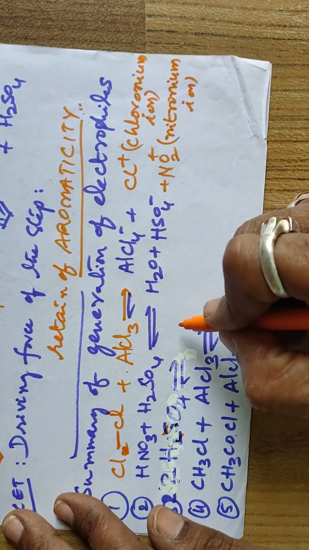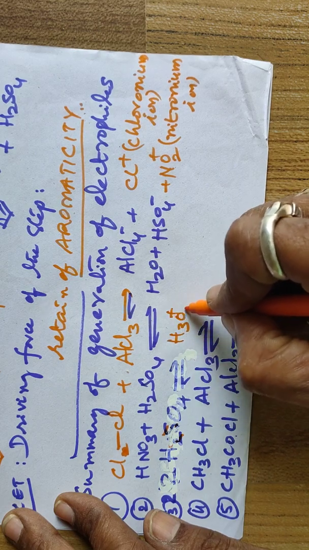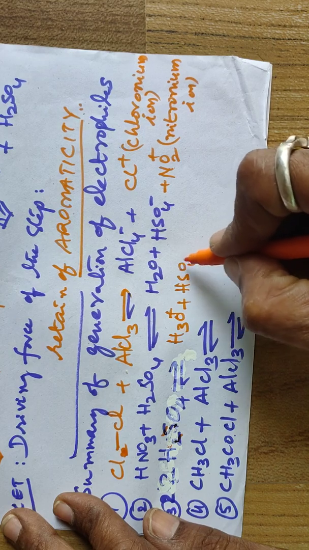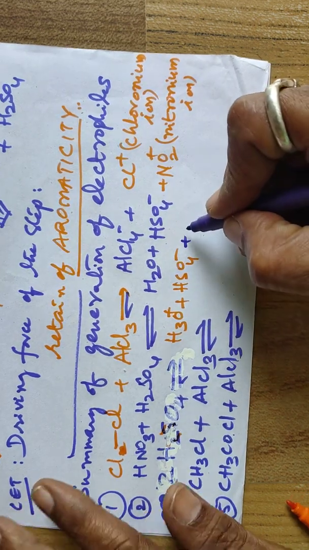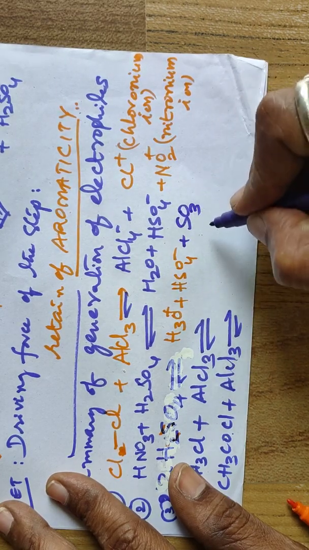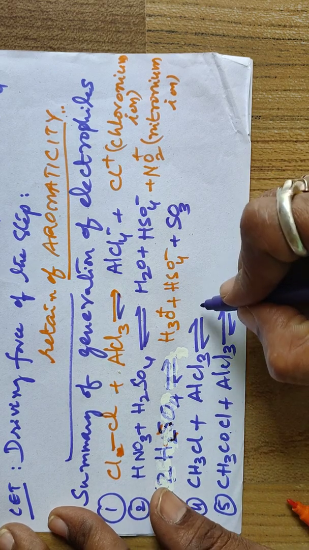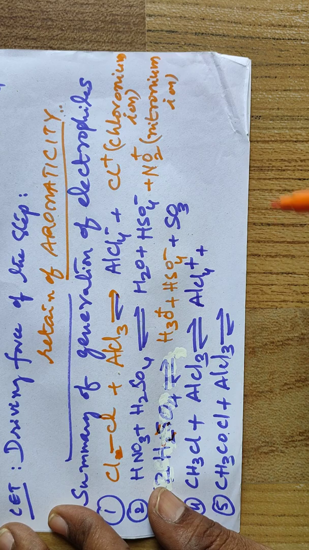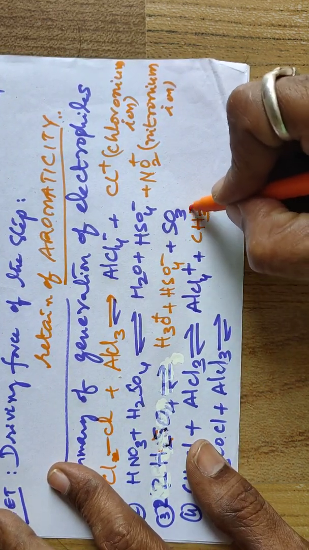Yes, in this case, what is observed? H3O plus, HSO4 minus ion and SO3. Yes, this is the direct name. Yes, CH3Cl and AlCl3 becomes AlCl4 minus, and what is produced? Carbocation CH3 plus.